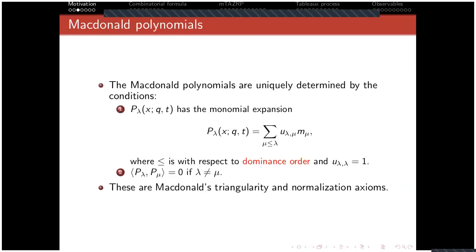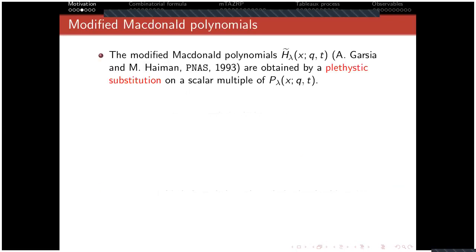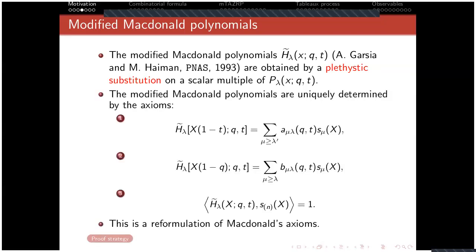These Macdonald polynomials, if you stare at them, they have quite complicated expressions, and the coefficients are quite complicated rational functions of Q and T. But in '93, Garsia and Haiman came up with these modified Macdonald polynomials, which are essentially equivalent. They do a certain plethysm, a certain operation, which is like a composition of representations. But let's not go there. This is just a certain transformation. And then they are uniquely determined by some other set of axioms, and this is just reformulating.